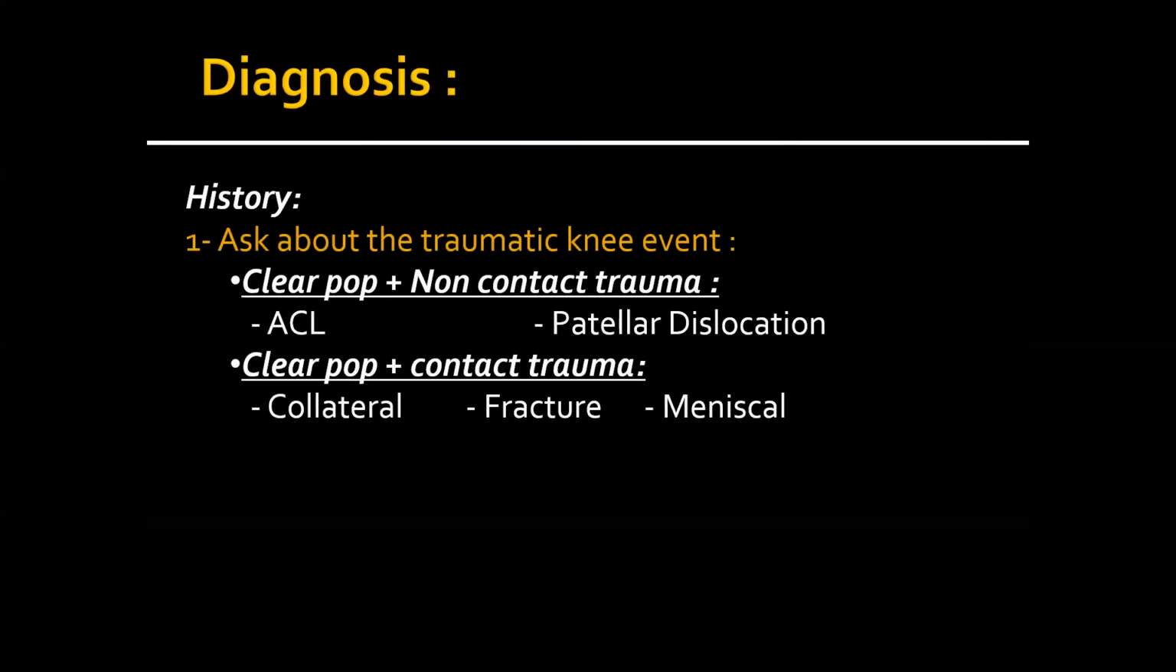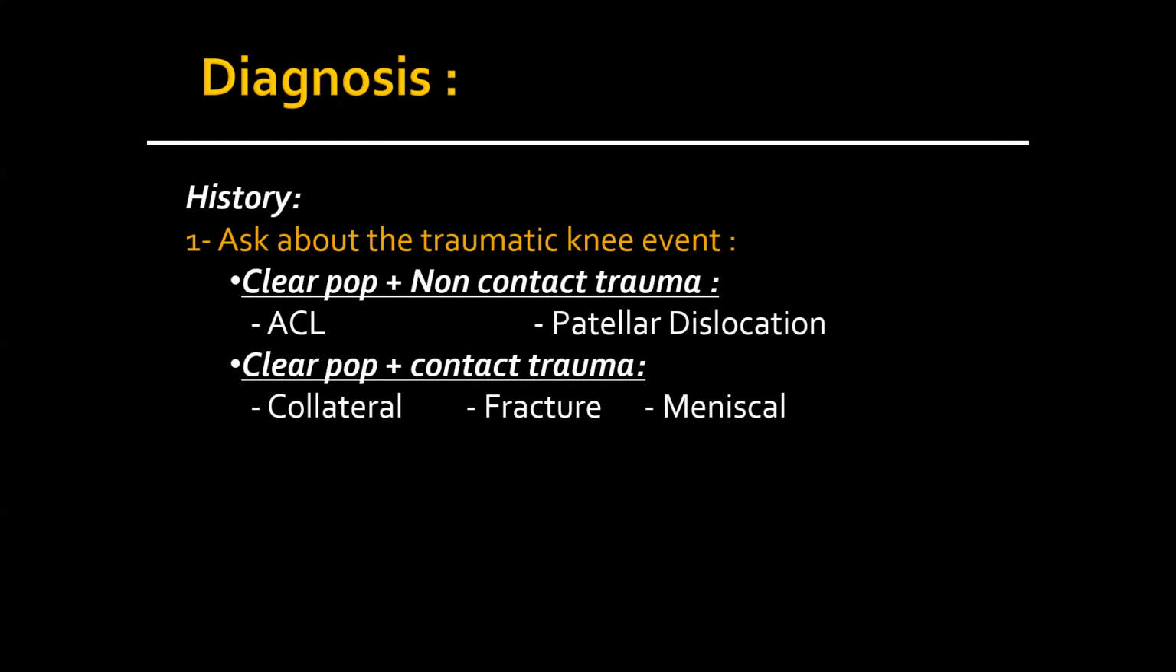Diagnosis follows history and examination, supplemented by investigations. But there are certain key questions you have to look for during history taking. If there's a traumatic event and it is a non-contact trauma with a clear pop, you can think of an anterior cruciate ligament rupture or a patellar dislocation.